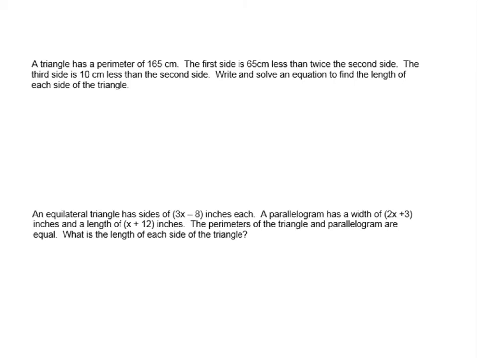This one says a triangle has a perimeter of 165 centimeters. The first side of the triangle is 65 centimeters less than twice the second side. The third side is 10 centimeters less than the second side.